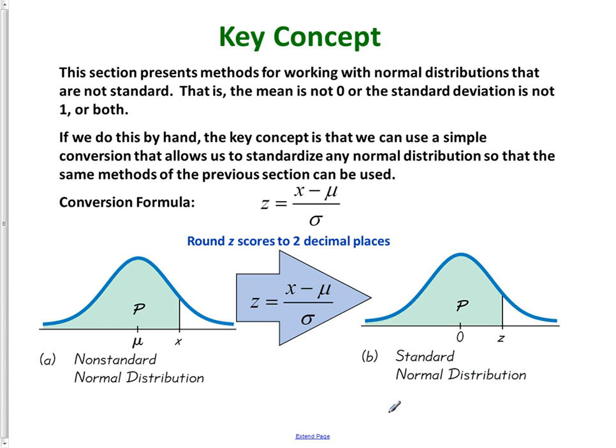If we do this by hand, the key concept is that we can use a simple conversion that allows us to standardize any normal distribution so that the same methods of the previous section can be used. That is, we're going to get a z-score for any x value that we're being asked about. We always round our z-scores to 2 decimal places, and our z-score is found by taking x minus the mean, divided by the standard deviation. So to go from a non-standard normal distribution to the standard normal distribution, it's really a matter of getting these values back into terms of z, that standard score.